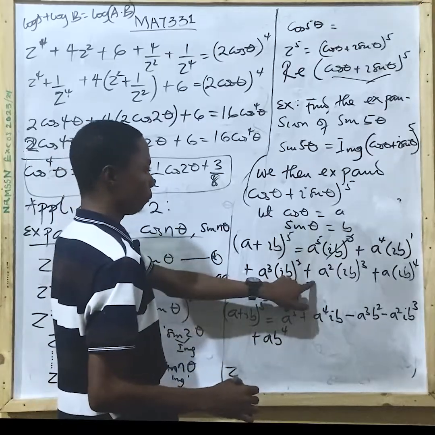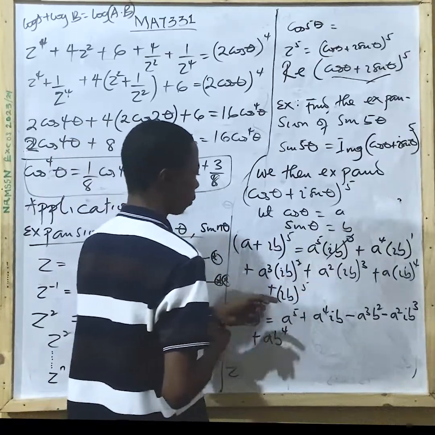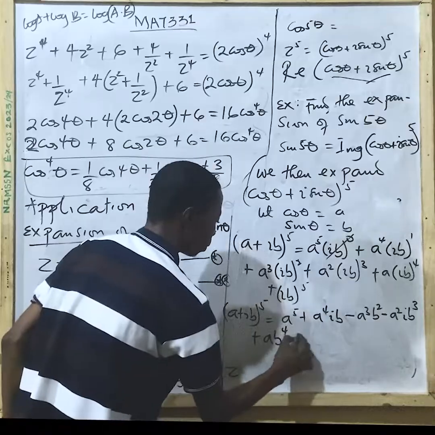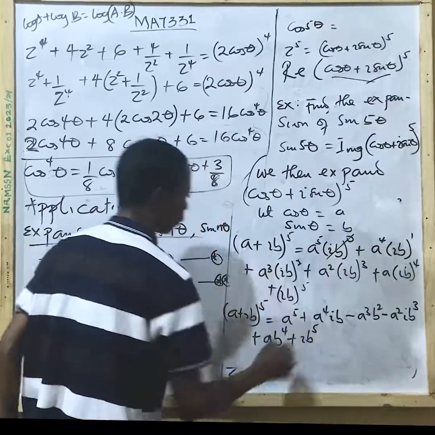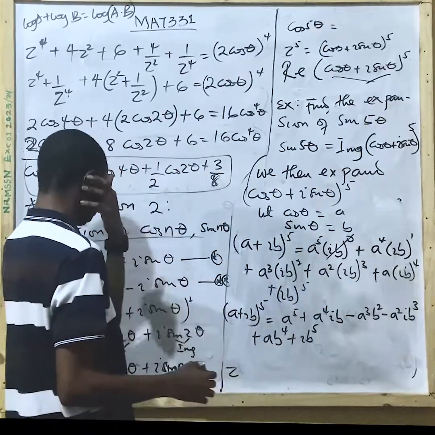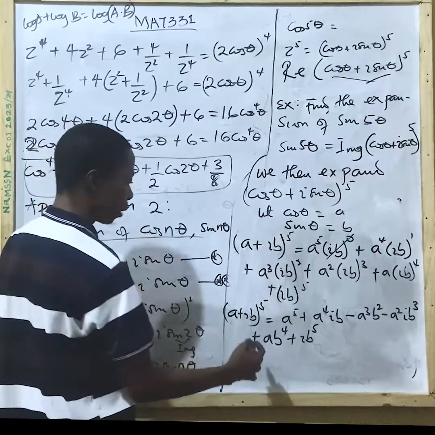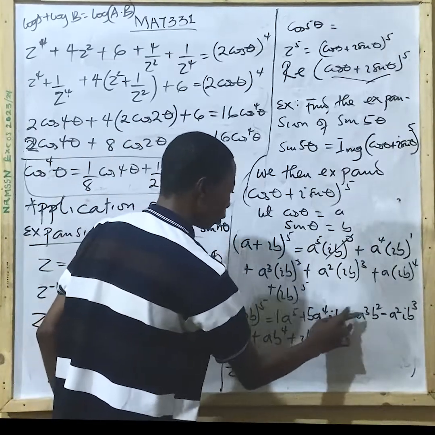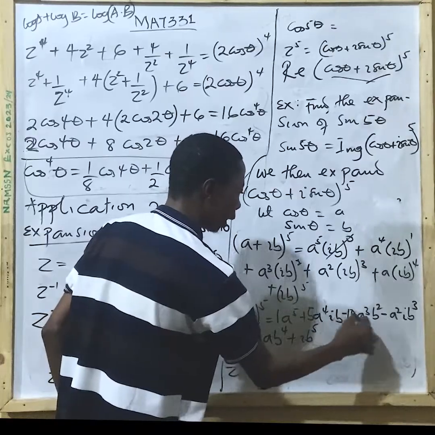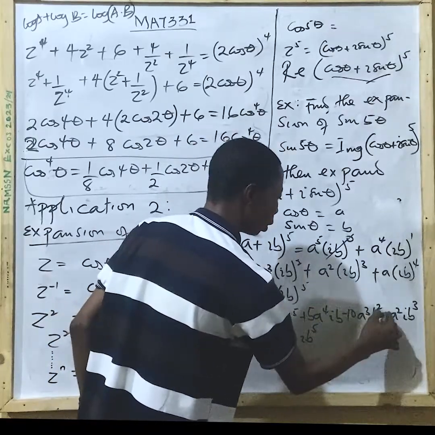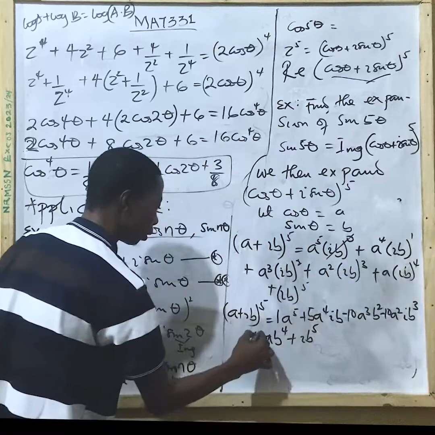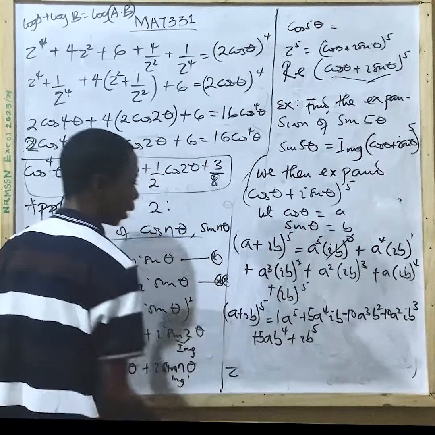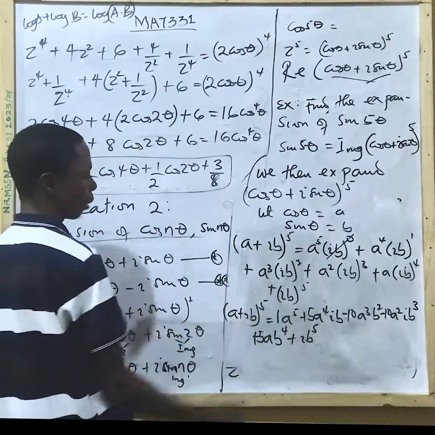IB all raised to power 5. So what is I raised to power 5? I raised to power 5 is I. So this is plus IB5. And after you expand, you put the coefficient. So the coefficients are 1, 5, 10, 10, 5, 1. Binomial expansion of power of 5.